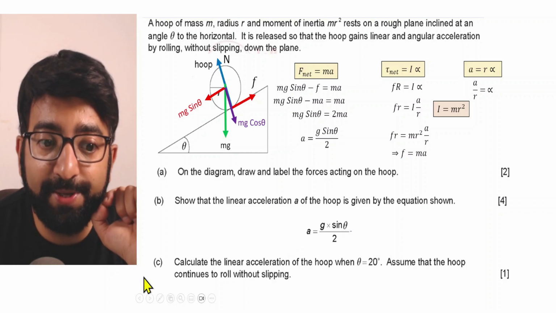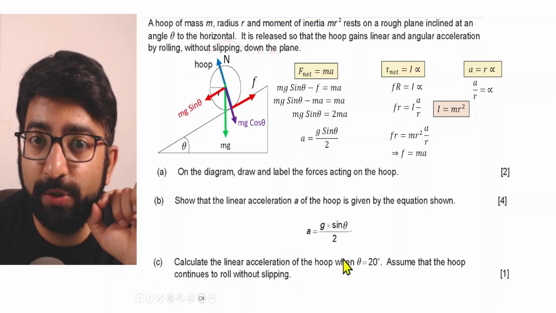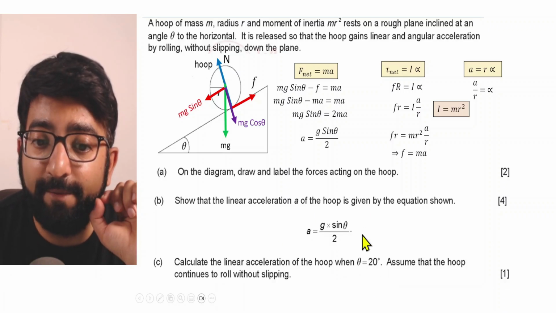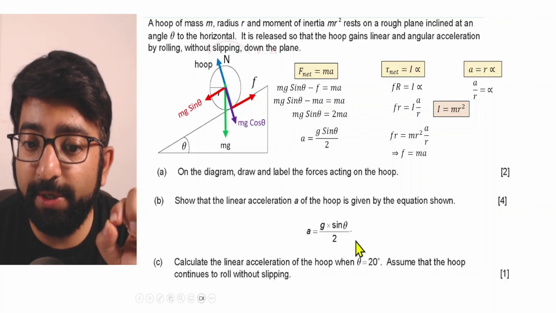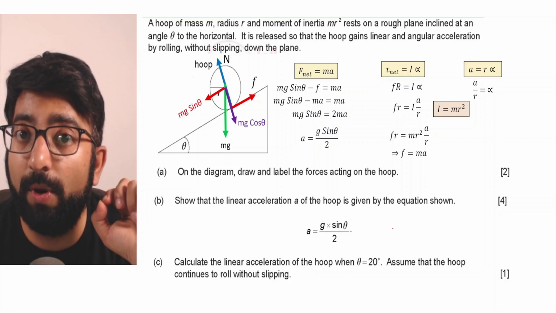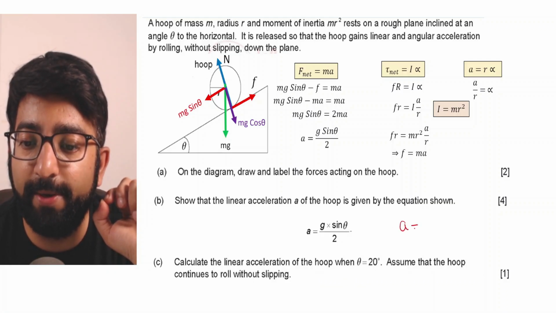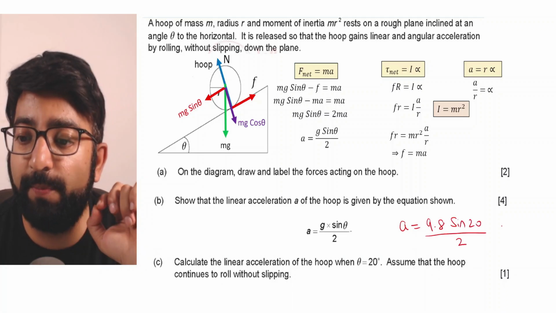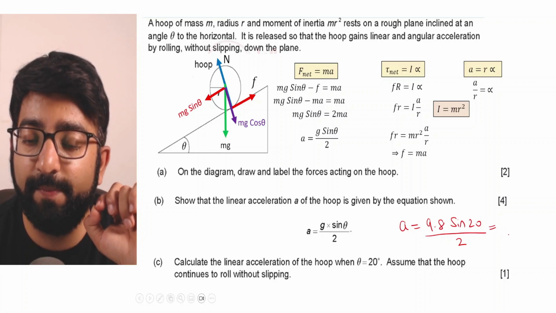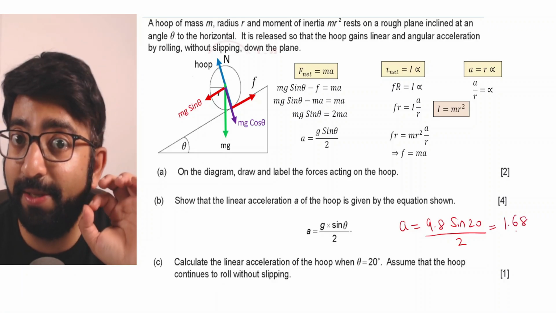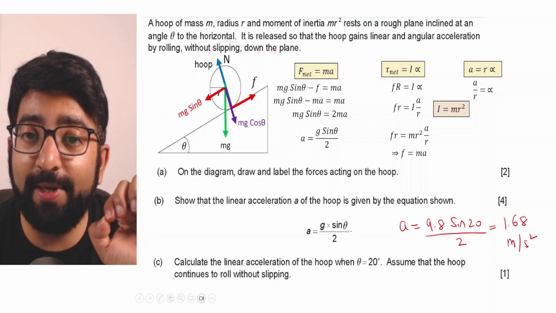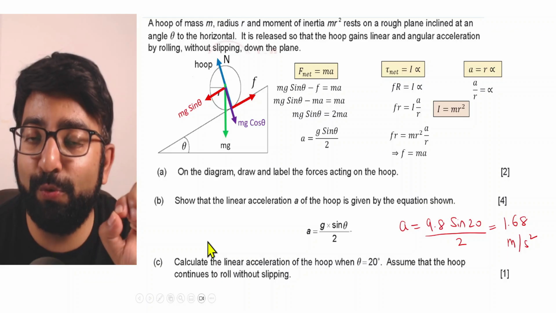Now, coming to part C, we have to find the linear acceleration of the hoop when theta is equal to 20 degrees. We already have derived the expression for acceleration, which is g sin theta by 2. So let's put all the values in. g is 9.8 multiplied by sin of the angle 20 divided by 2. And if we simplify this expression, we will get acceleration as 1.68. And since it is acceleration, the unit will be meters per second square. And that is how we solve the first three parts of this question.